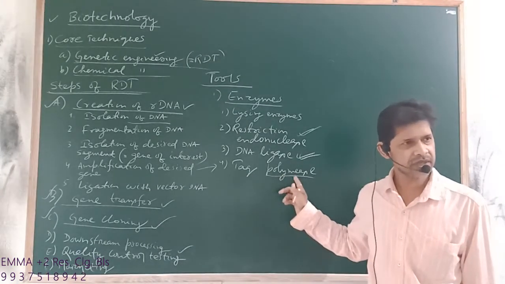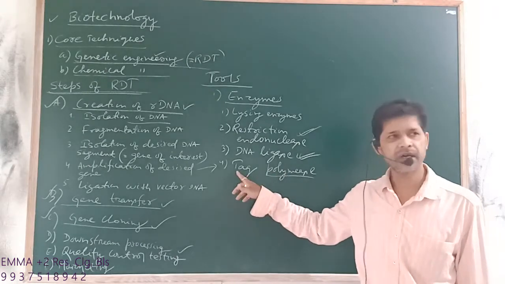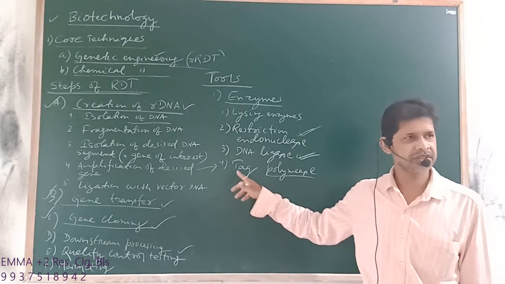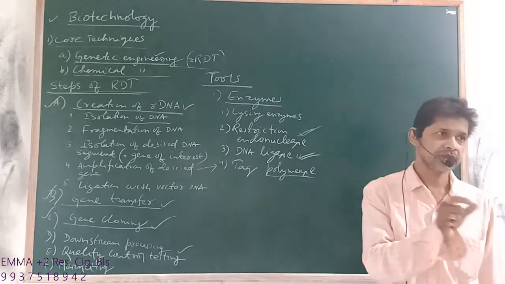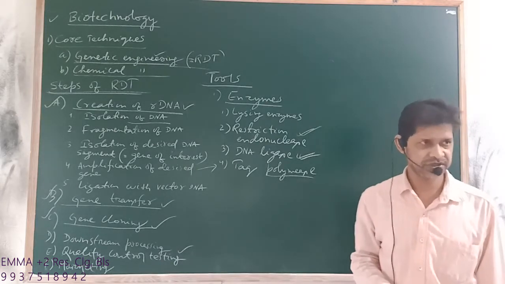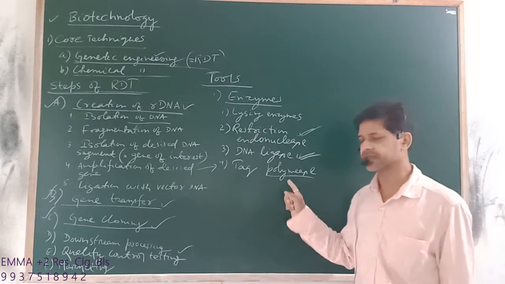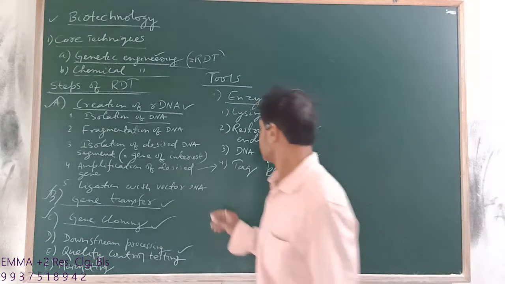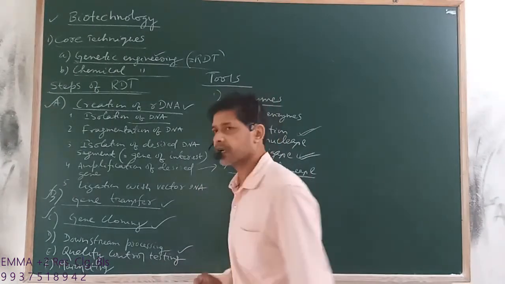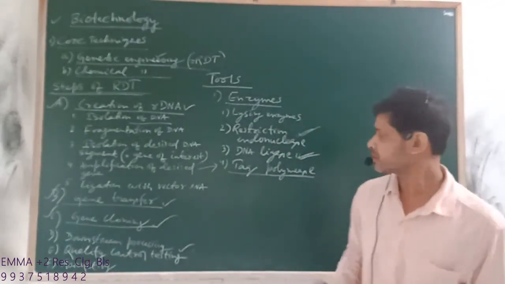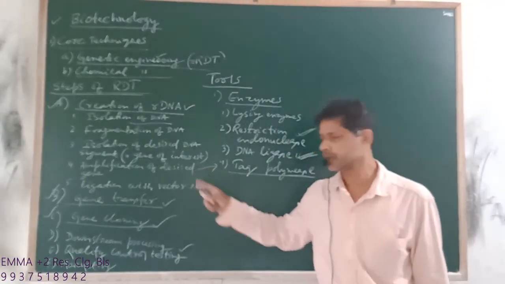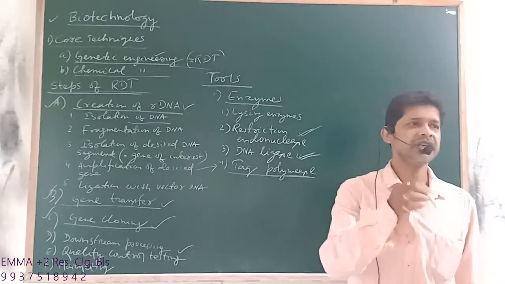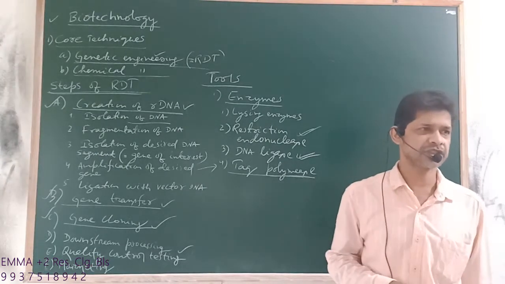Why is it called Taq? Because it is obtained from an archaebacteria name. Its genus is Thermus, species aquaticus. So this archaebacteria contains the enzyme Taq polymerase. So this is helpful for increasing the number of DNA in a test tube.